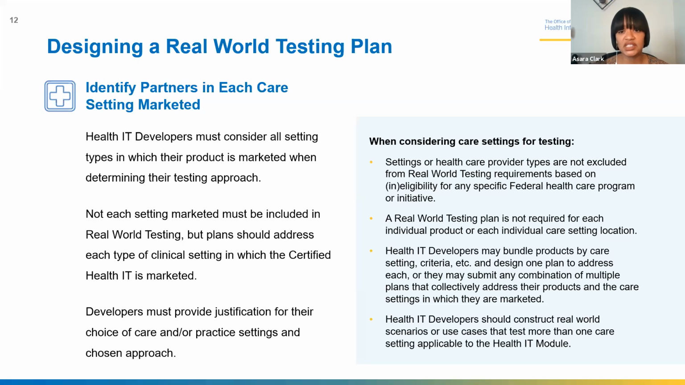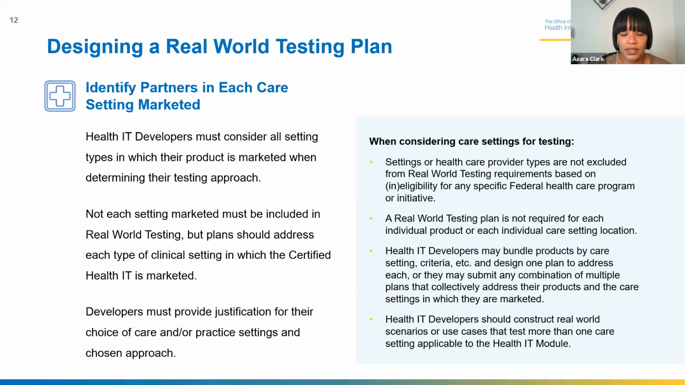We have some considerations and some things to note when it comes to care settings as well. And that is, first and foremost, settings or healthcare provider types are not excluded from real-world testing based on eligibility or ineligibility for any specific federal healthcare program or initiative. The real-world testing plan is not required for each individual product or each individual care setting location. I just went over that. Health IT developers may bundle products by care setting and criteria, et cetera, and design one plan that addresses each, or they may submit a combination of multiple plans that collectively address their products and their care settings.